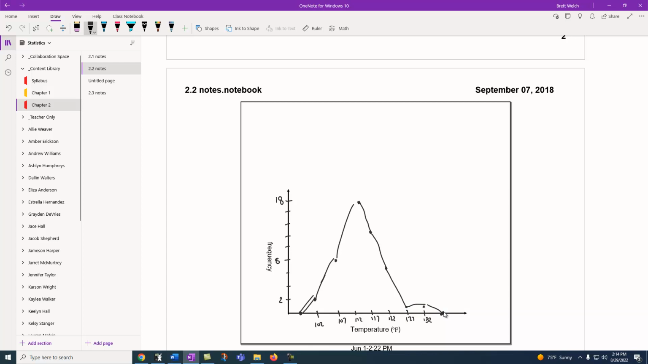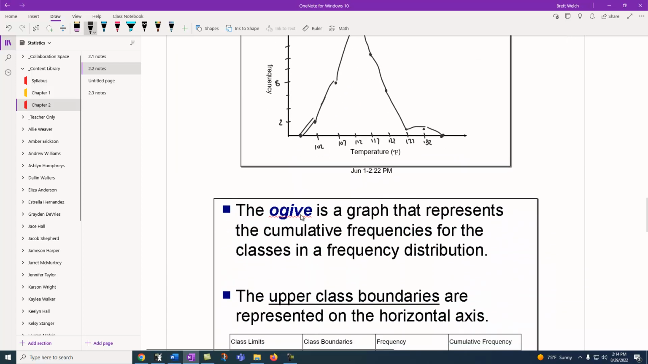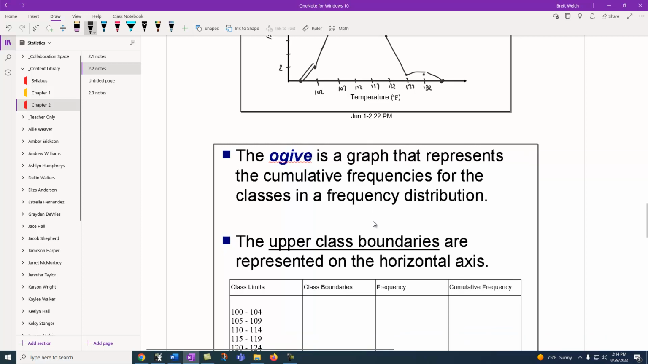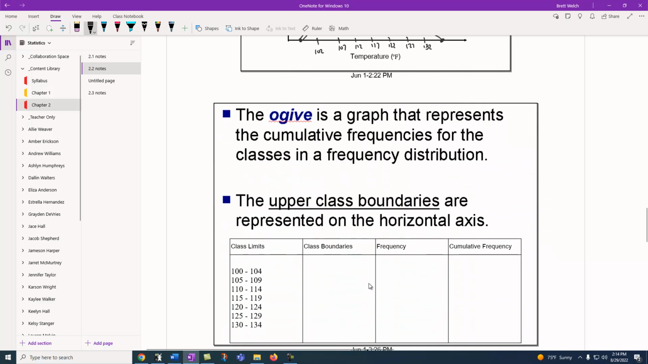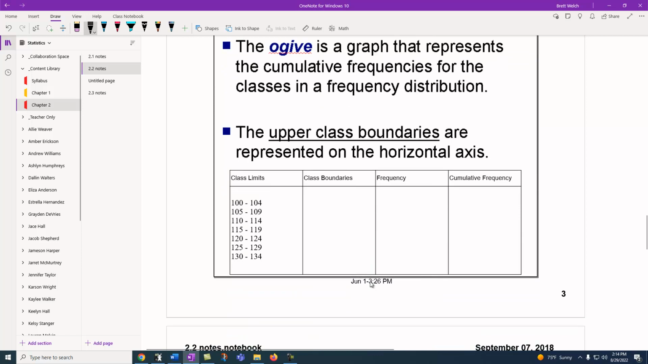It's closed. It goes all the way down to the x-axis on both sides, and we see that we have our frequency diagram. An ogive, I don't know how to pronounce it, I'm going to say it, an ogive graph represents the cumulative frequency for the classes. So rather than having it go up to its high point and then working its way back down, an ogive graph works on the cumulative frequency.